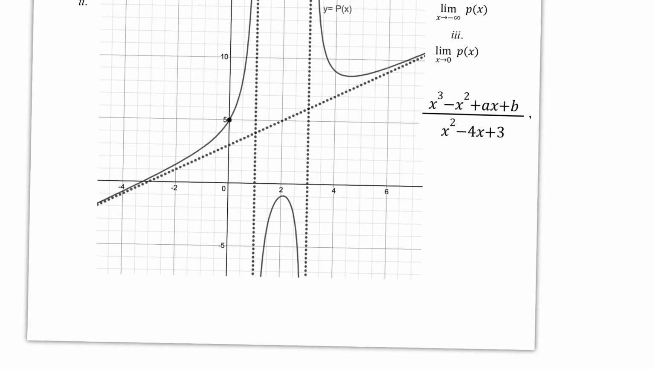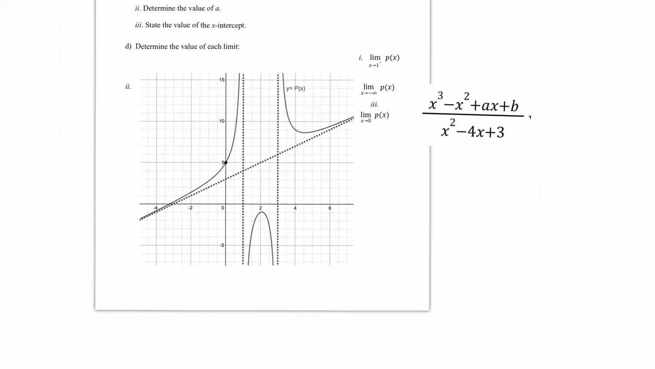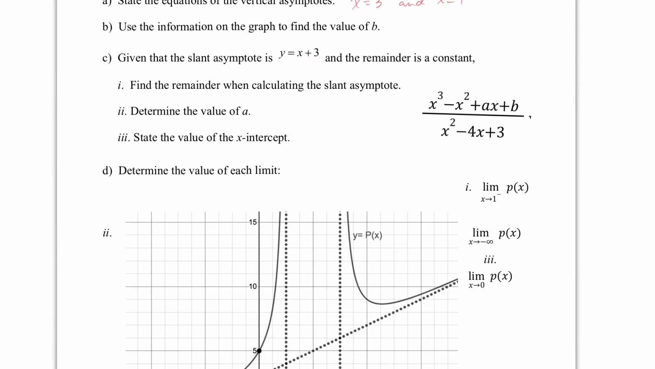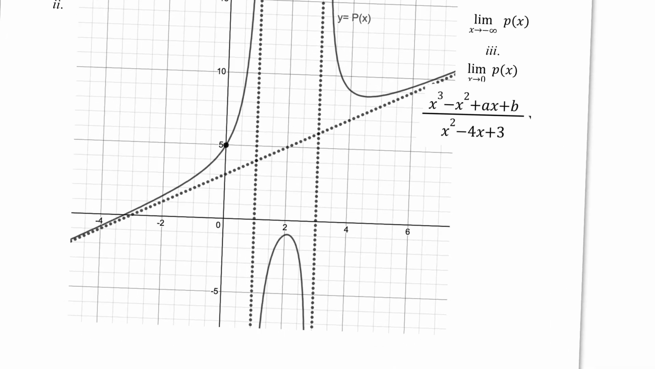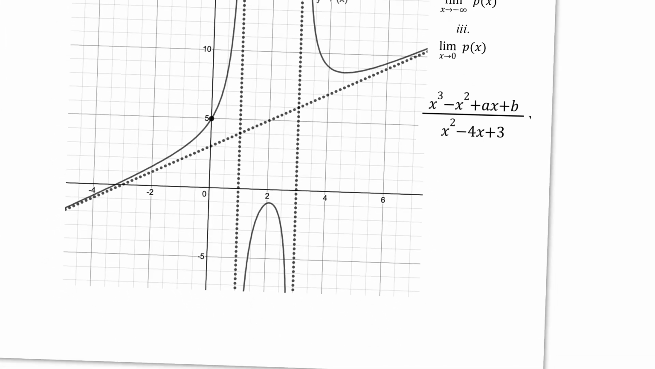So part B says find the value of B. Okay, so if I look at this, it says find the value B, use the information on the graph. Let's look at this graph. Well, if I want to find B, if I plug in 0, I get the y-intercept of (0, 5). That y-intercept is right here.